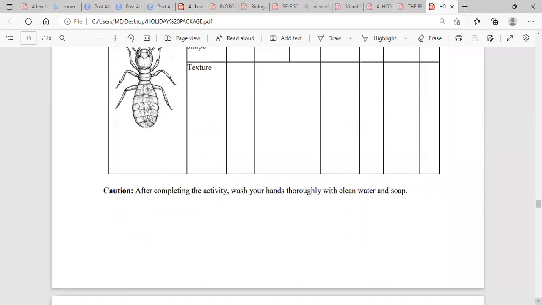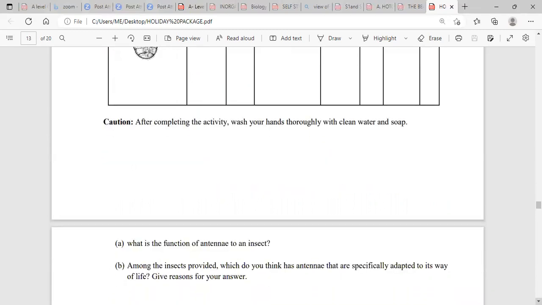Now, make sure after you complete this activity, you wash your hands thoroughly with clean water and soap, because if you don't, some of them transmit germs and you will end up giving yourself germs that will cause diseases, yet you were only trying to learn about the insects.